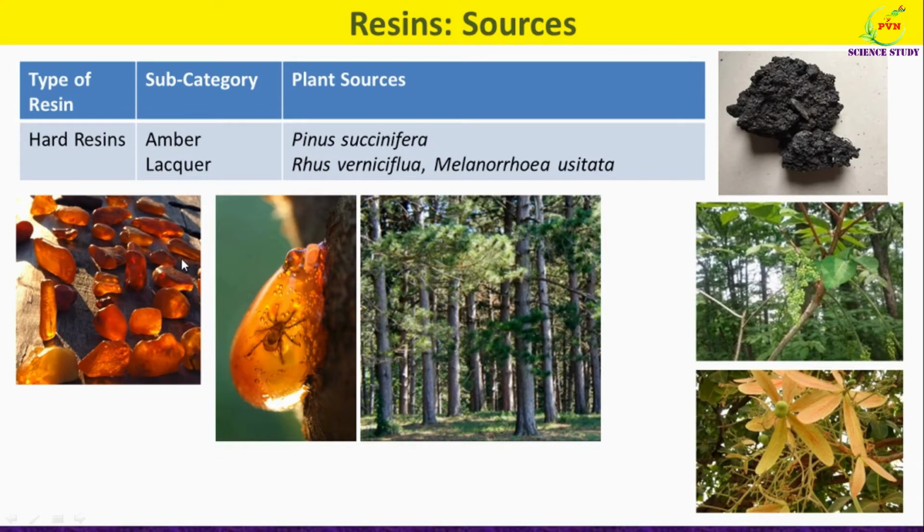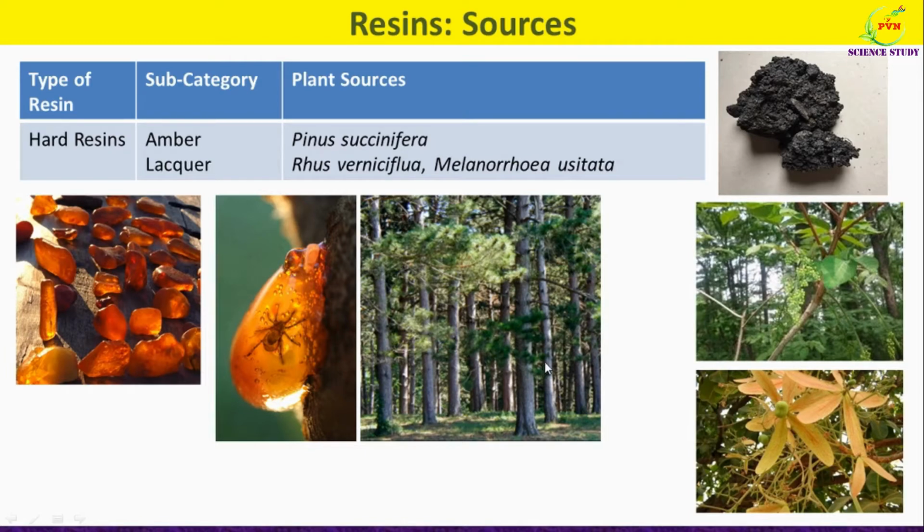Now we will see the sources of another subcategory, that is amber as well as lacquer. This is the photograph of amber resin. These are the hard resins, as you can see here. This is the photograph where you can see that an insect is captured inside this amber resin. It is produced from the plant Pinus succinifera. So this is the photograph of the plant Pinus succinifera.